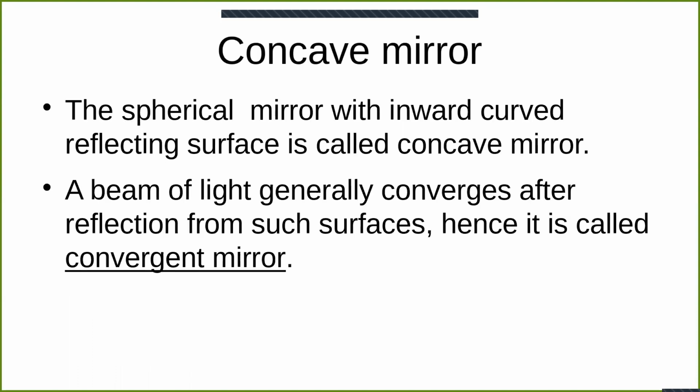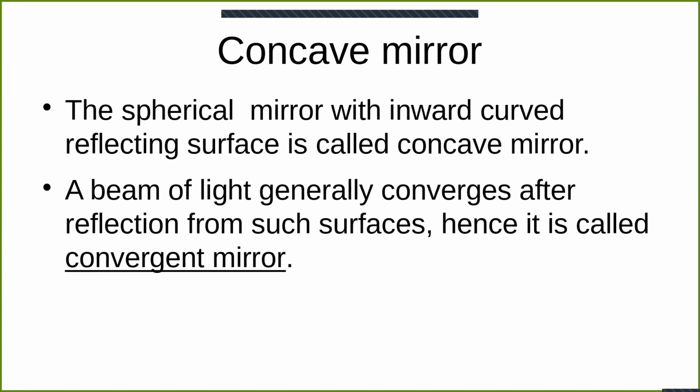Then concave mirror. The spherical mirror with an inward curved reflecting surface is called a concave mirror. Concave mirror is also in spherical shape. In this spherical shape, the curved inward part is the reflecting surface, and the outward part is polished. Only the inward part is the reflecting surface. Then it is called the concave mirror. Then second point, a beam of light generally converges after reflection from such surfaces. Hence it is called a convergent mirror.